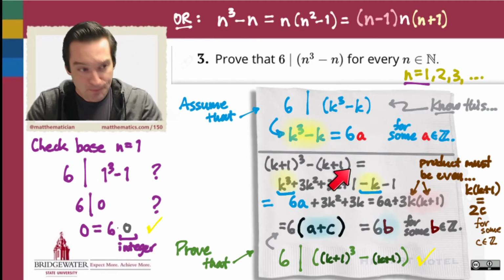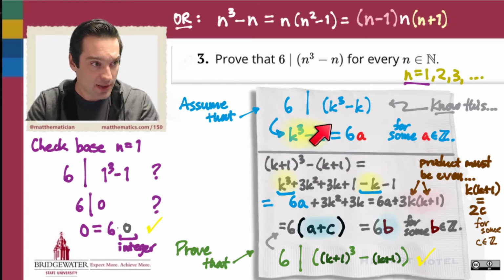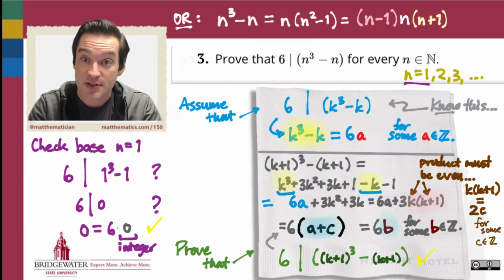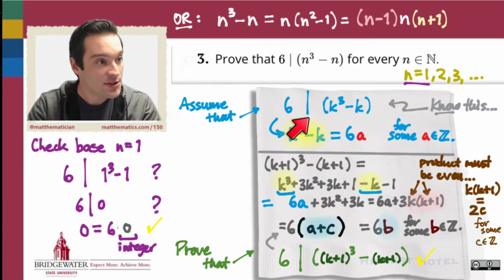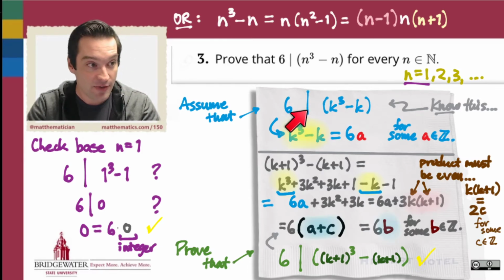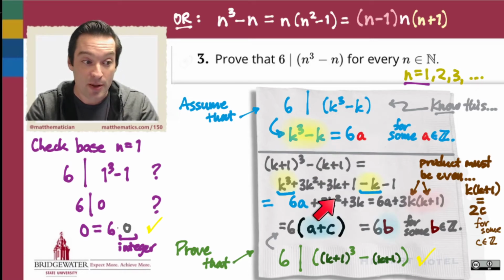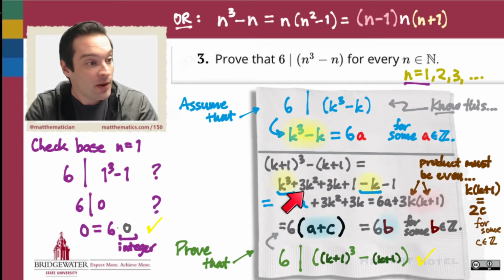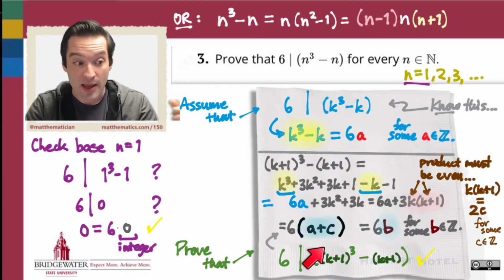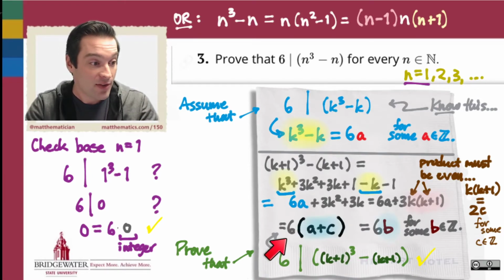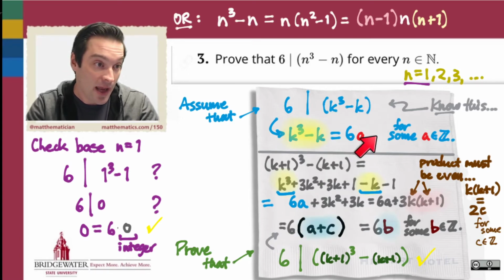The most important step in the inductive step was being able to plug in that definition of divisibility to get us from our original statement about factors and divisors into an algebraic reality that gives us this mysterious integer a that we can then do some algebra with. And after we do all the algebra, we show that indeed k plus 1 cubed minus k plus 1 must also be a multiple of 6, because it's equal to 6 times the quantity a plus c, where a was this integer and c was the integer we got from this observation.